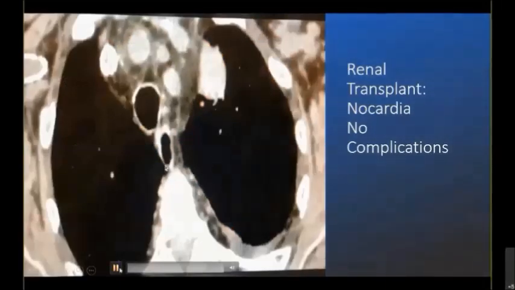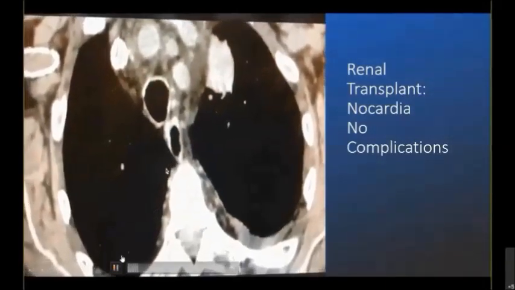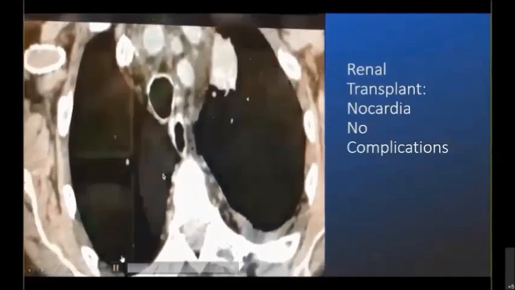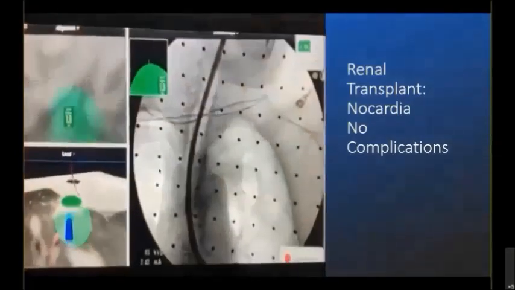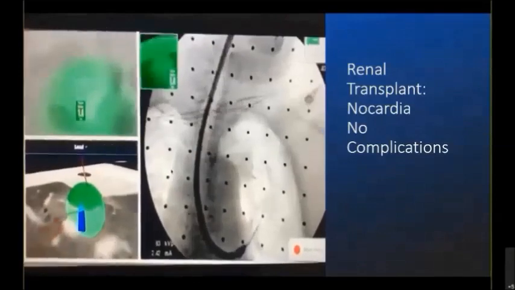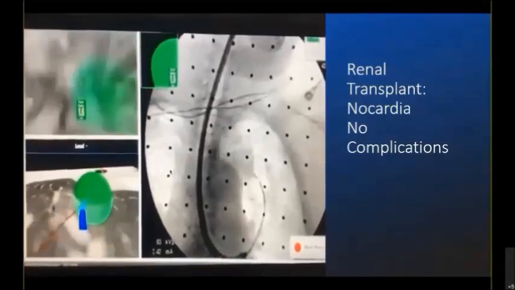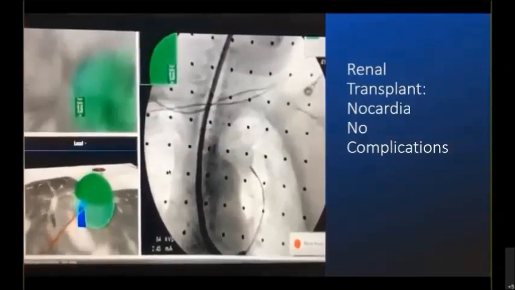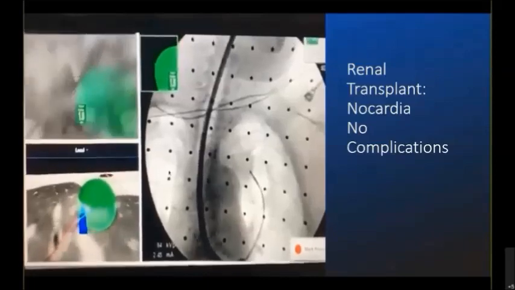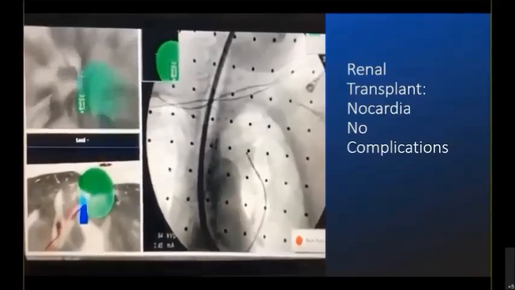This is another case with a woman who had a renal transplant, immunosuppressed, who came in, and we basically went up and wound up biopsying this, and it wound up being nocardia. Thought for sure it was going to be cancer, but again, you can see really nice images. And this is actually forceps biopsies here.